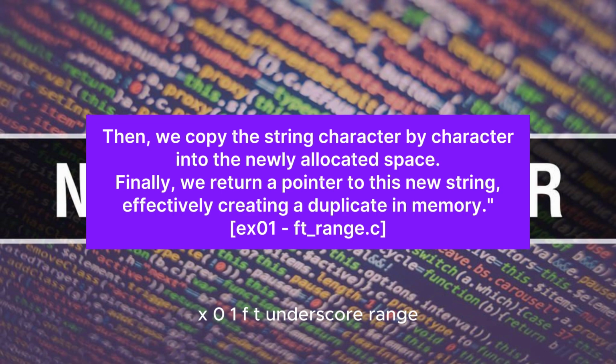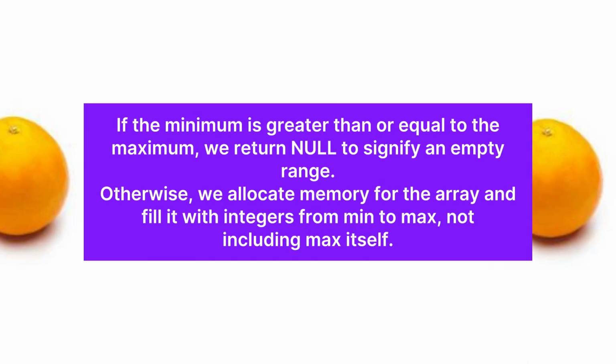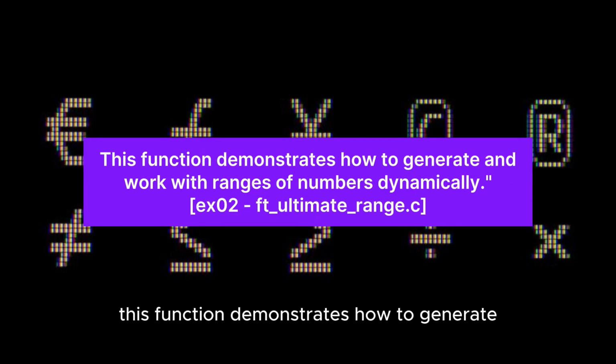XO1 ft_range.c. Next, we have ft_range, which creates an array of integers, each representing a consecutive value between a minimum and a maximum. If the minimum is greater than or equal to the maximum, we return null to signify an empty range. Otherwise, we allocate memory for the array and fill it with integers from min to max, not including max itself. This function demonstrates how to generate and work with ranges of numbers dynamically.